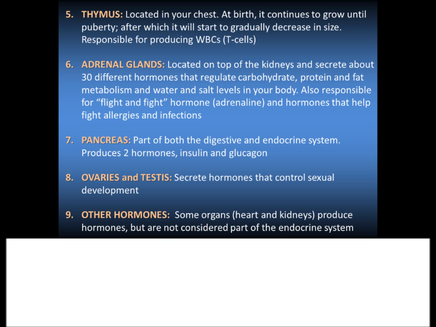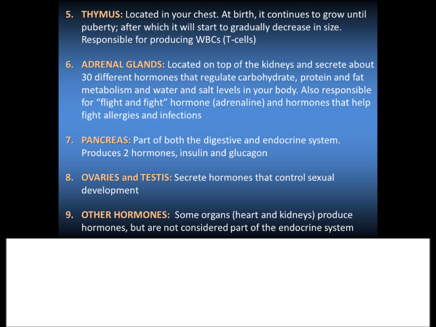When you hit puberty, it will start to gradually decrease in size, and eventually, when you're old and shriveled, it would also be old and shriveled, okay? So this thymus is responsible for producing white blood cells, and if you remember, we talked about white blood cells such as T cells and B cells, okay?